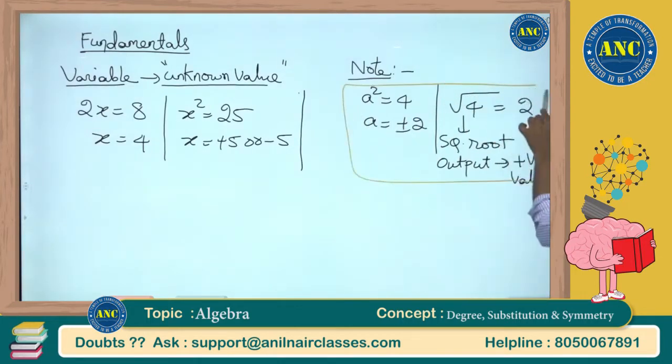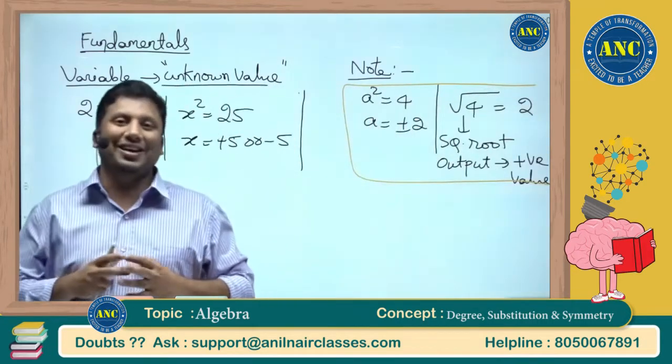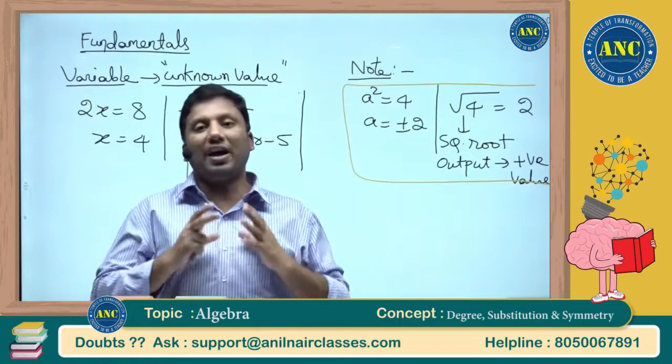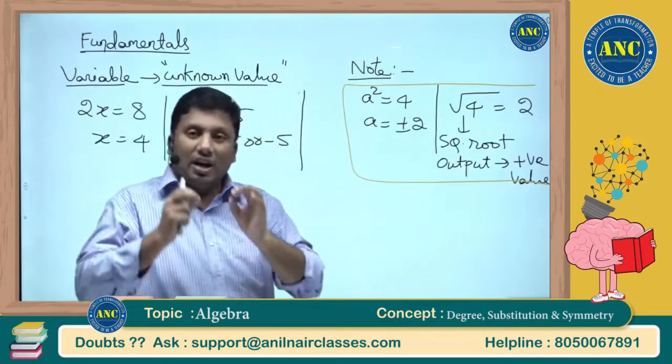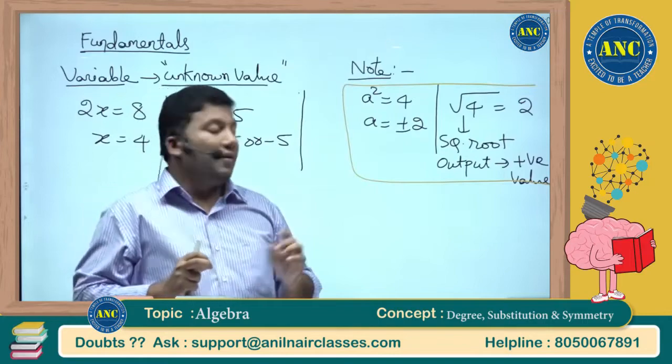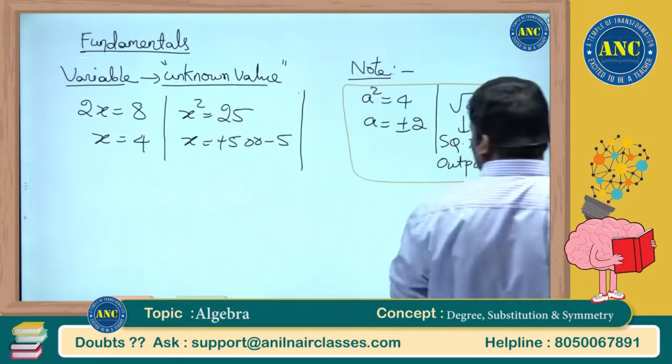Very, very good example. Square function, x square equivalent to 16. X can take plus 4 or x can take minus 4. But under root, if it is there, square root of a function, the output will always be a positive value. In a hurry, don't make this mistake.